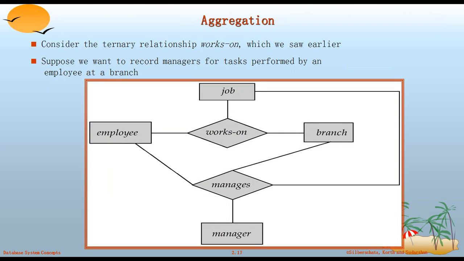And the next topic is aggregation. Aggregation is nothing but considering the ternary relationship which we have seen earlier. So here we have the ternary relationship. Suppose we want to record managers for tasks performed by an employee at a branch. So we have the ER diagram like this.